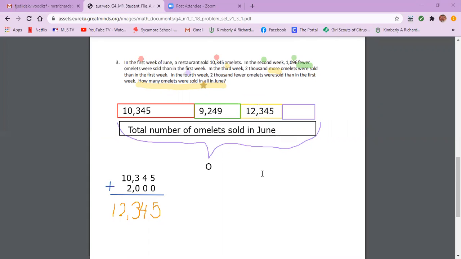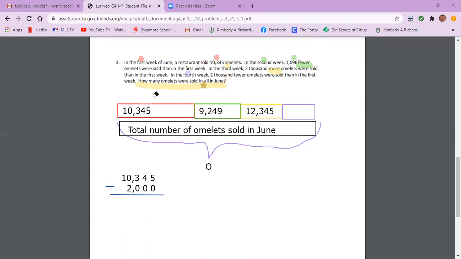Okay, so now let's look at our final one. In the fourth week, if we look up here, 2,000 fewer omelets were sold than in the first week. Ooh, so how many? So really, guess what I'm going to do? I'm going to just go down here, and if it says 2,000 fewer omelets were sold than in the first week, I'm going to get the first week and take away 2,000, right? That's convenient, right?